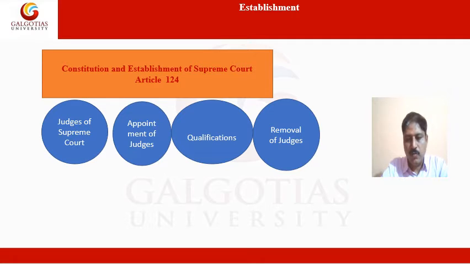Article 124 clause 5 provides that Parliament may by law regulate the procedure of the presentation of address and the investigation and proof of the misbehavior or incapacity of a judge under clause 4. The process of removal of a judge is known as impeachment. Only Parliament, by following the procedure under 124 clause 4, can remove a judge, or in other words, can impeach the judge.